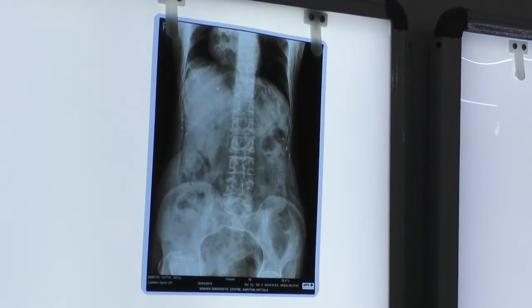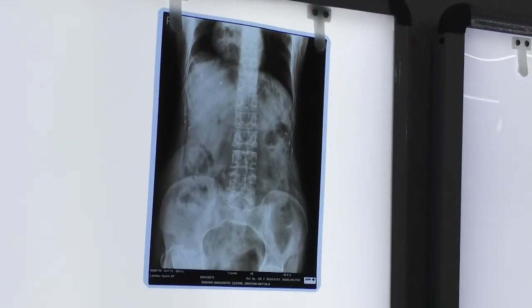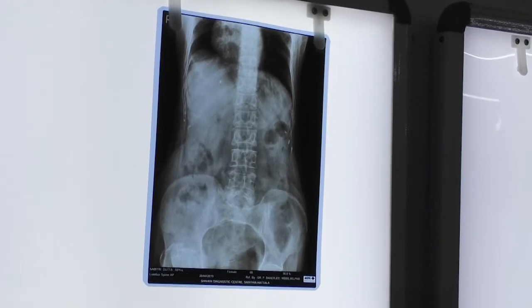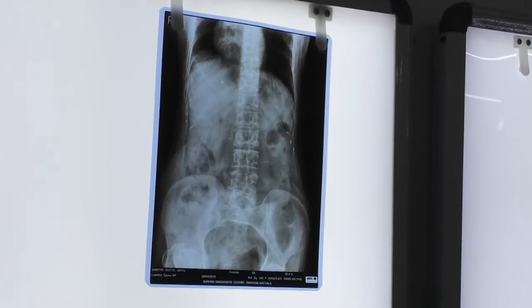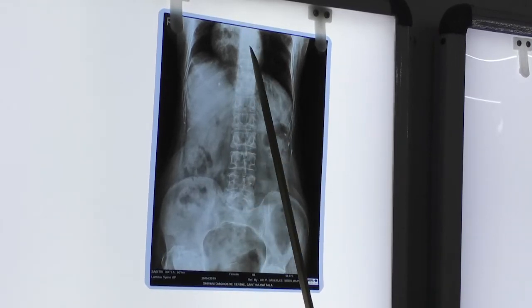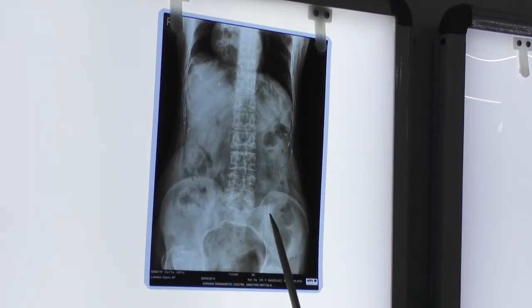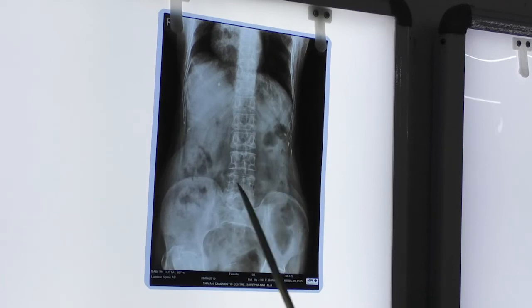Plain X-ray of the abdomen, without any contrast. Why have I said plain? Because there is no contrast. Here we cannot see any contrast. In the plain X-ray of the abdomen, you can see the bony shadow. This is the vertebra.